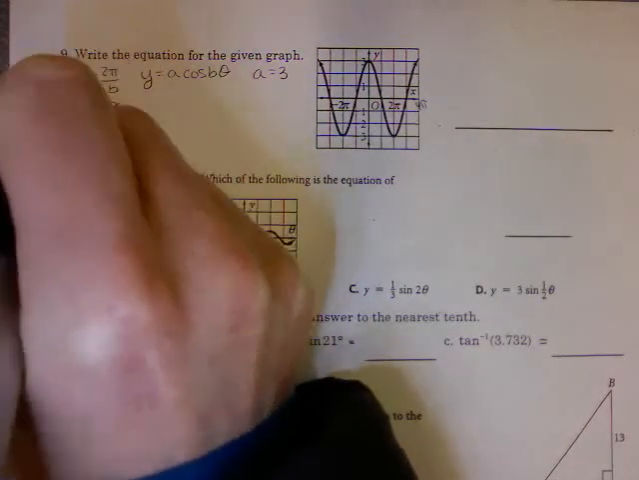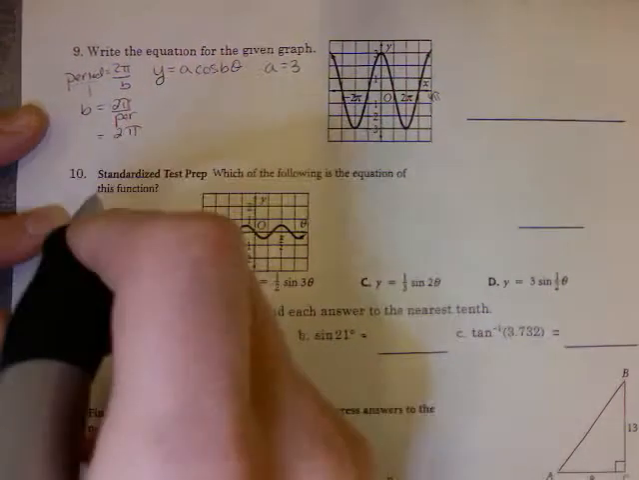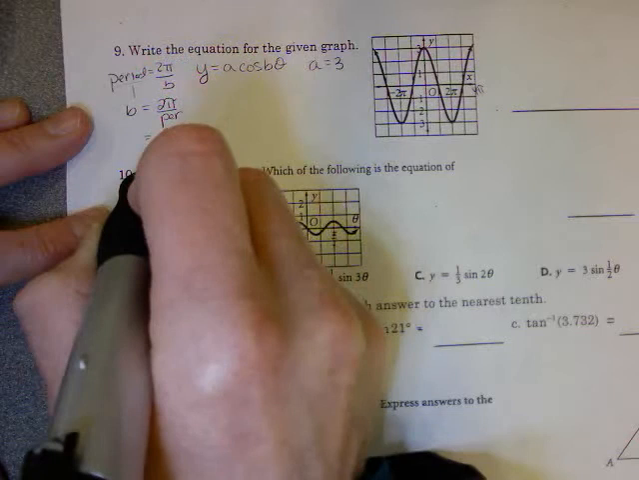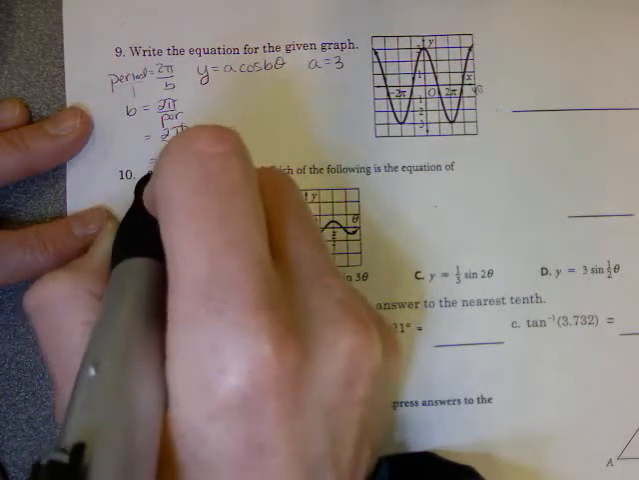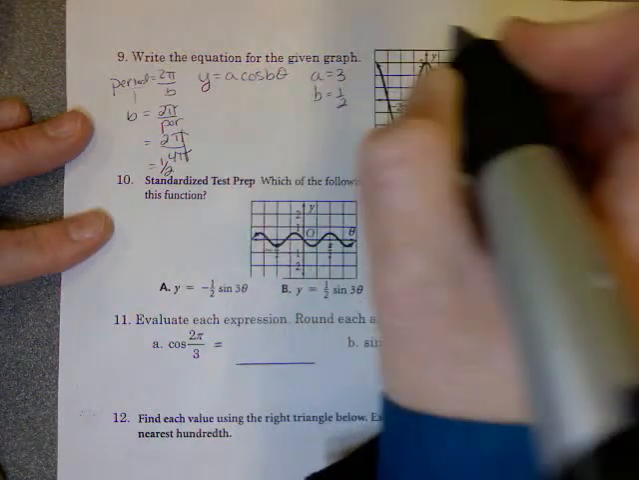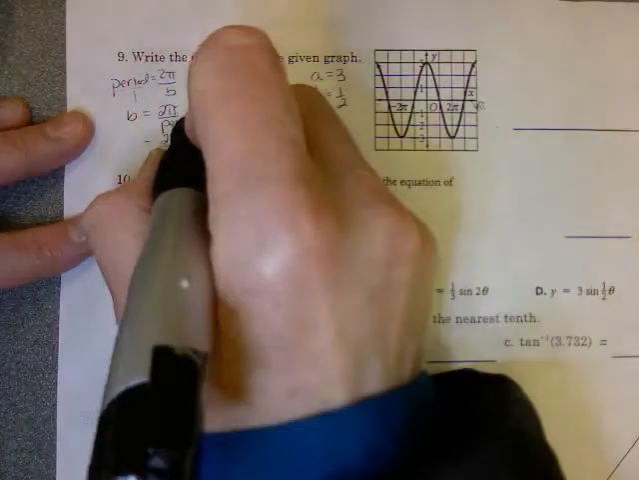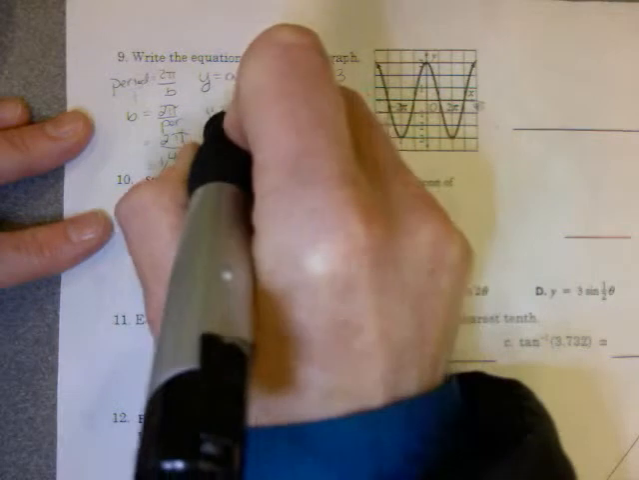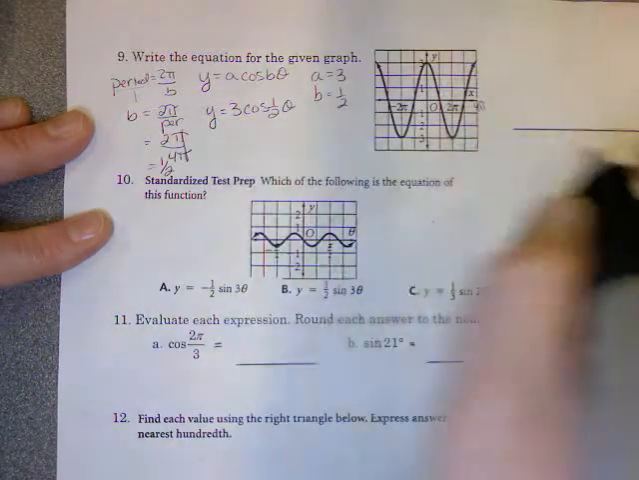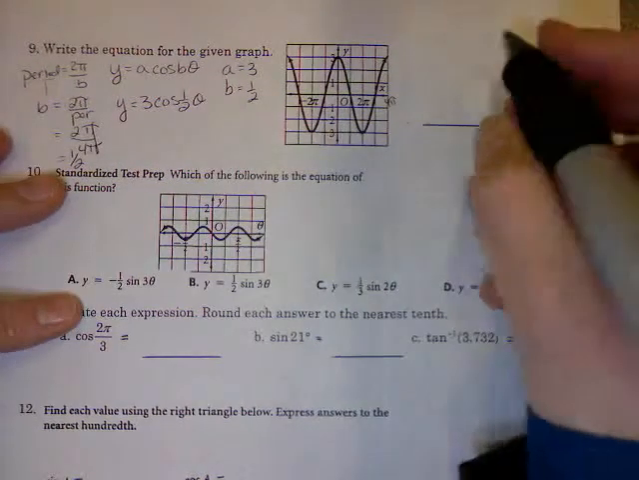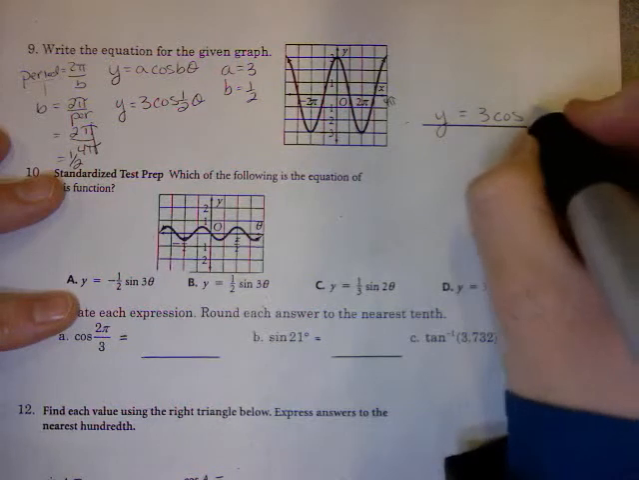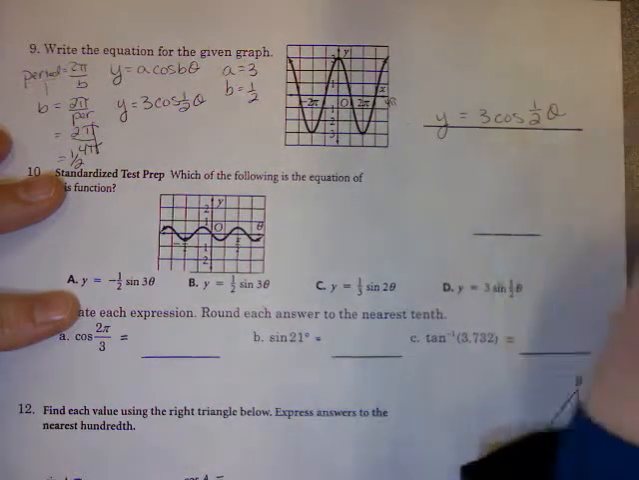So to find b, we take 2 pi and divide it by our period, which we said was 4 pi. So that will reduce down to 1 over 2. So our b ends up being 1/2. And then we just substitute in for the equation. Y equals 3 cosine of 1/2 theta. So we can write that over here on our line as y equals 3 cosine of 1/2 theta.